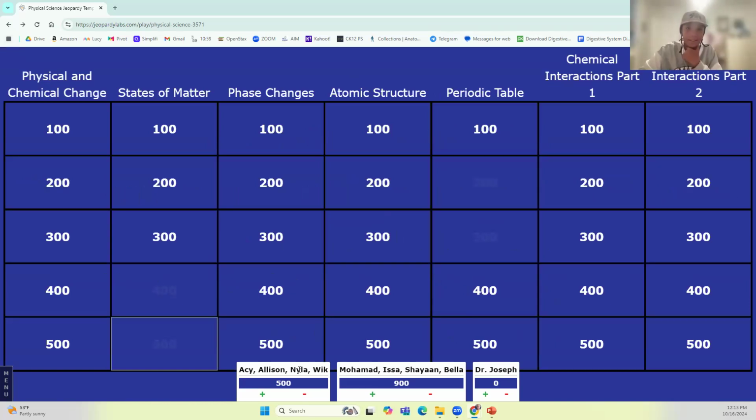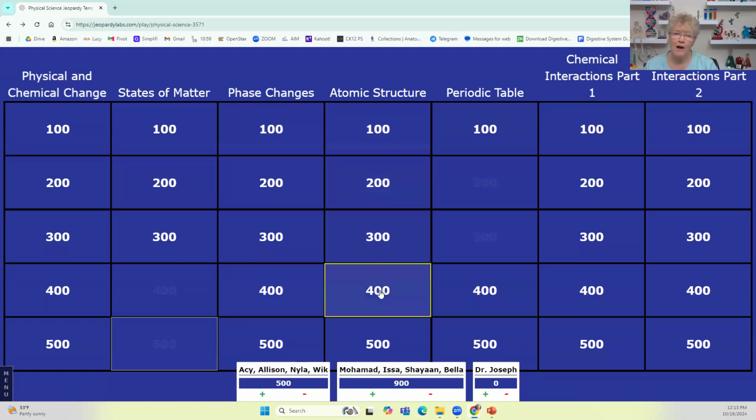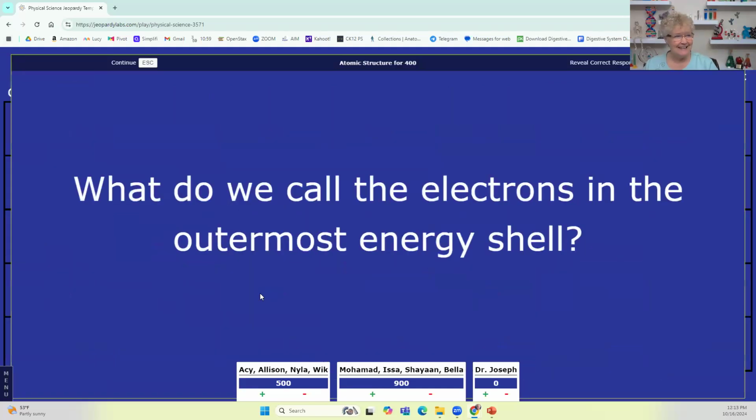I think atomic structure 400. Atomic structure. Did you say 400 or 400? I said 400. Okay, it's always hard for me to tell if students are saying 400 or 400. All right, there we go.